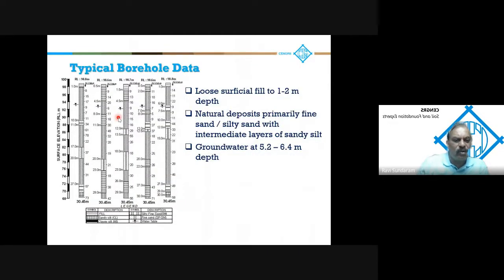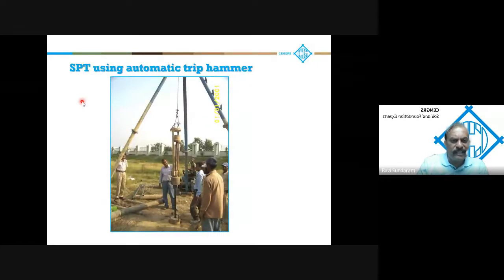The typical borehole data. You can see here there are some thin silt zones, but primarily it is all sand with intermediate layers of sandy silt. The groundwater was at about 5.2 to 6.4 meter depth. For the design, it was taken at the ground level. The SPT was done using an automatic trip hammer.